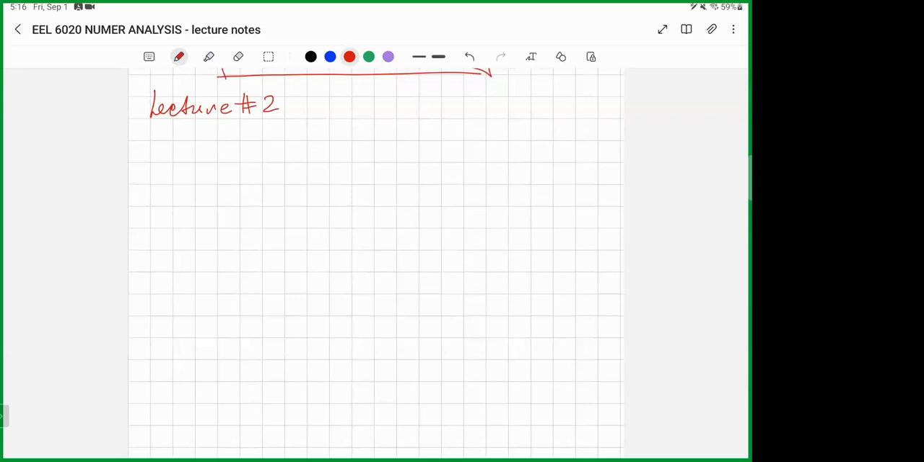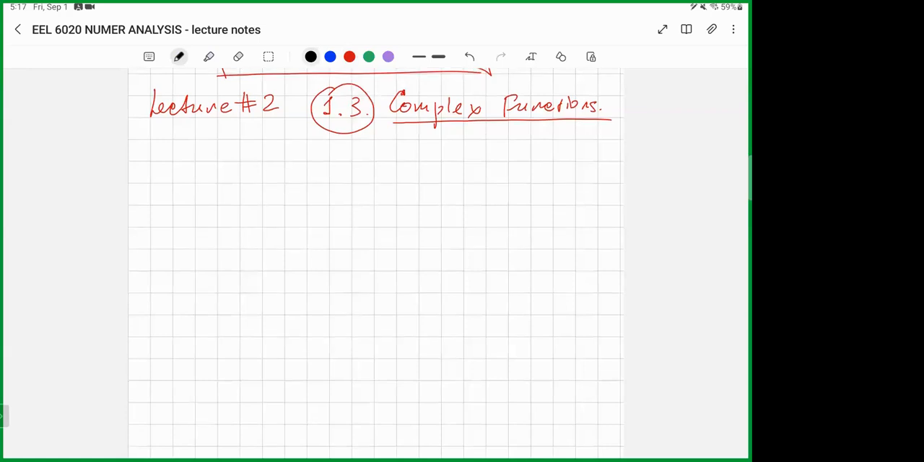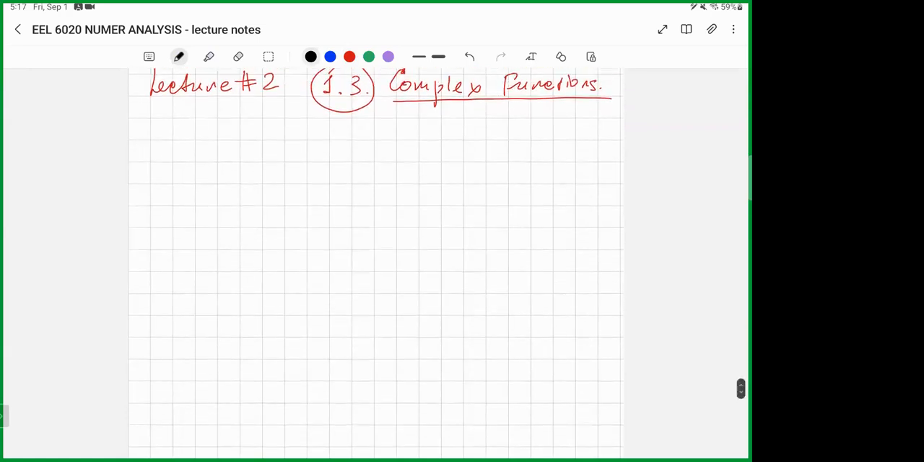Hello again. So today is lecture number 2, and we start this lecture by recalling the topic of complex functions. This is topic 1.3, I believe. All right, so complex functions, complex numbers.